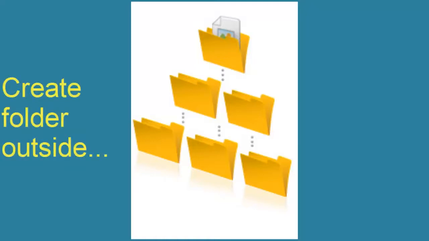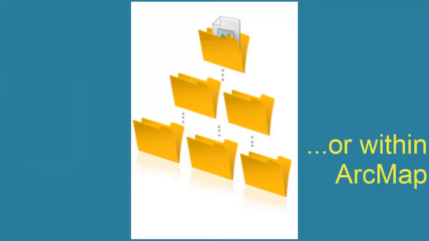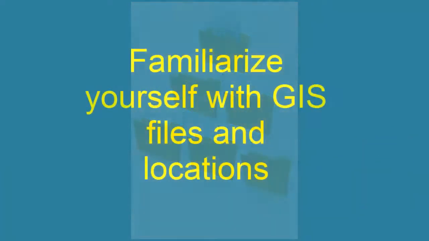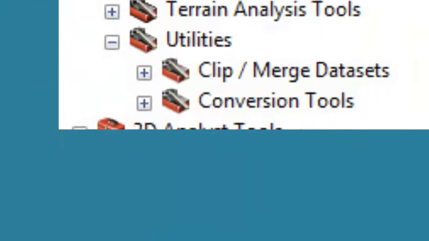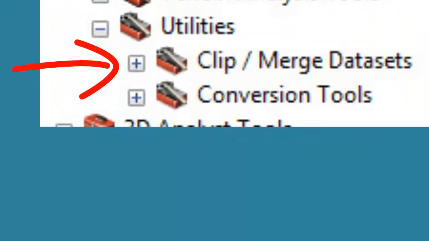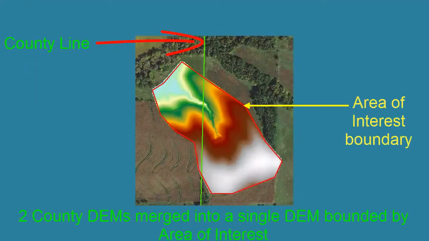You can create your workspace folder prior to launching the tool, or from within the tool. It's helpful, though not necessary, to have a general idea what files you'll need for each tool and where to find them. For the Watershed Delineation tool, you will need the County LiDAR DEM file or the LiDAR DEM layer file. If the drainage area of your project covers 2 or more counties, the Clip Merge Datasets tool under the Utilities tool can be used to merge the data from those counties into a single file for use in other tools. That tool will be covered in a separate video.